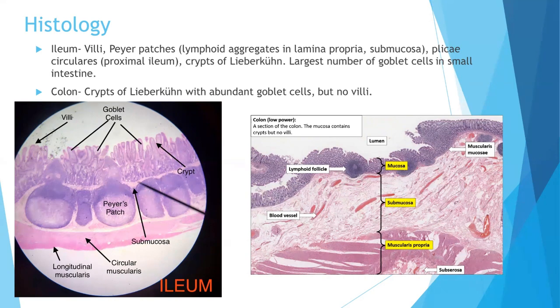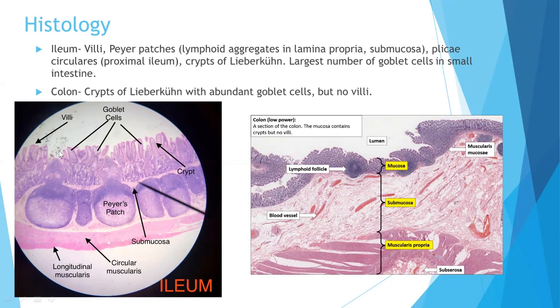So that's why the plicae circulares, which are only present in the proximal part of the ileum, do not give a typically feathered appearance like that of the jejunum. The ileum also consists of crypts of Lieberkühn, and these have the largest number of goblet cells in the small intestine. Now there are villi, and there are the goblet cells, and the most goblet cells are present in the ileum.